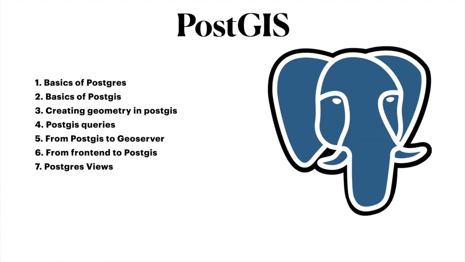Then we will move forward and learn about PostGIS. This is a very important topic. A database is really important in order to save huge amounts of data collected from various sources. That means it is not static data like a shapefile or a GeoJSON file or a KML file, but it is a stream of data that changes periodically.